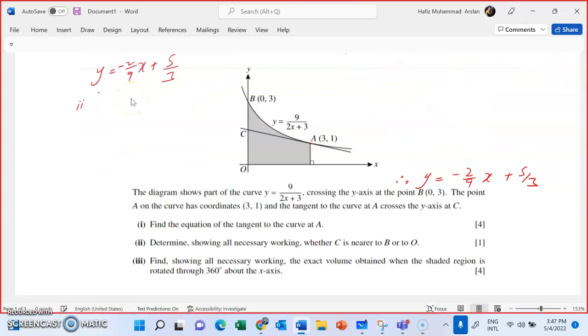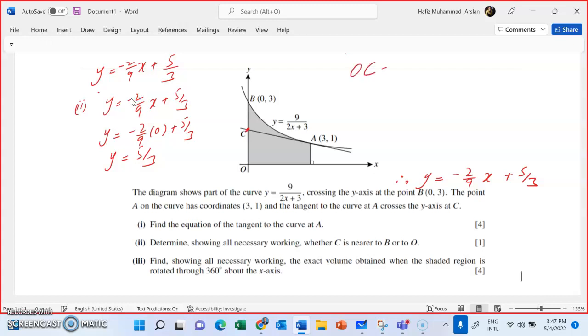So for the second part, whether C is nearer to B or to O, what we can do, let's see, we can find this y-intercept and then we can check. So for this y-intercept, we can substitute x as 0 in this equation, because this is the equation of the tangent continuing. So minus 2 by 9 times 0, and which is 5 by 3, so y is equal to 5 by 3. So now from here to here, we can calculate the distance.